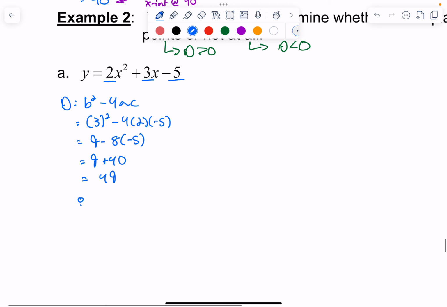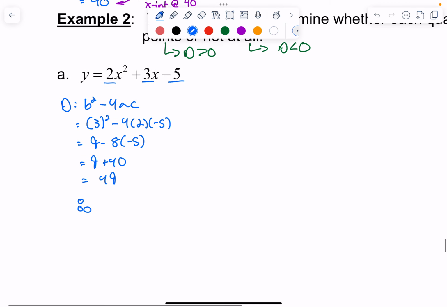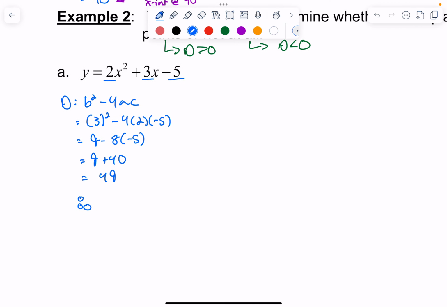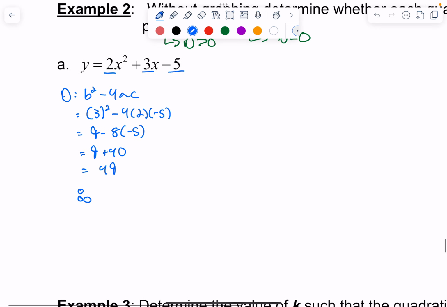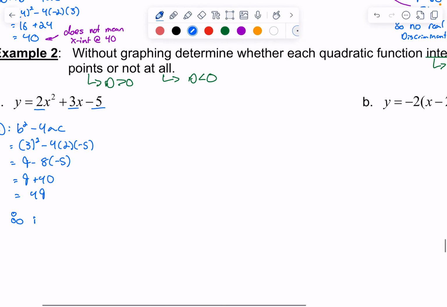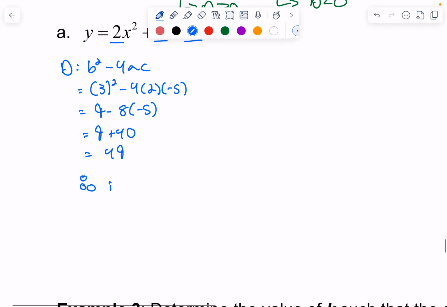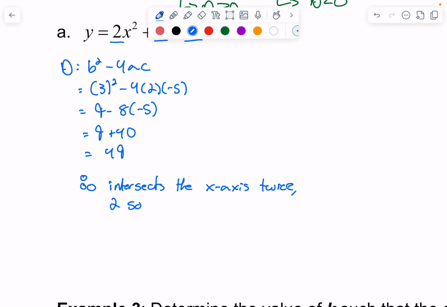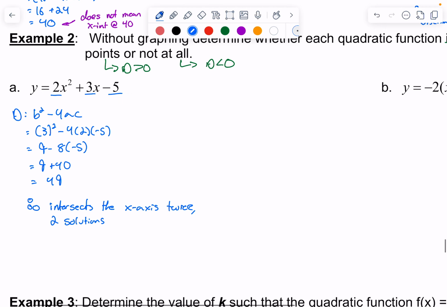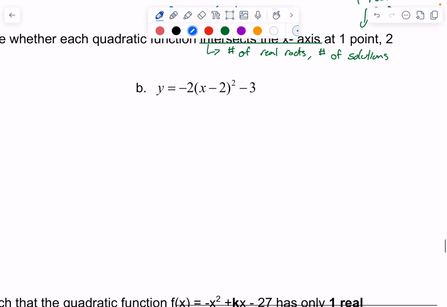So therefore, and again, this is really all you have to say. You calculate it, so you show me your knowledge, and you can see that this is a positive number. So you would say, therefore, and using the wording in this question, intersects the x-axis twice, or 2 solutions, because the discriminant is positive. You'd have a positive under the square root. So, next one.